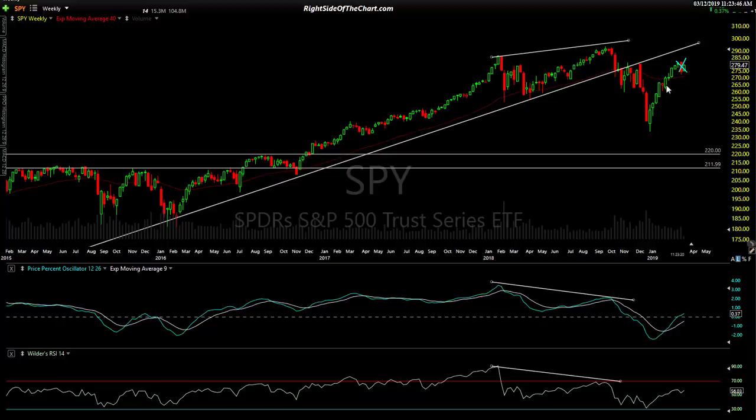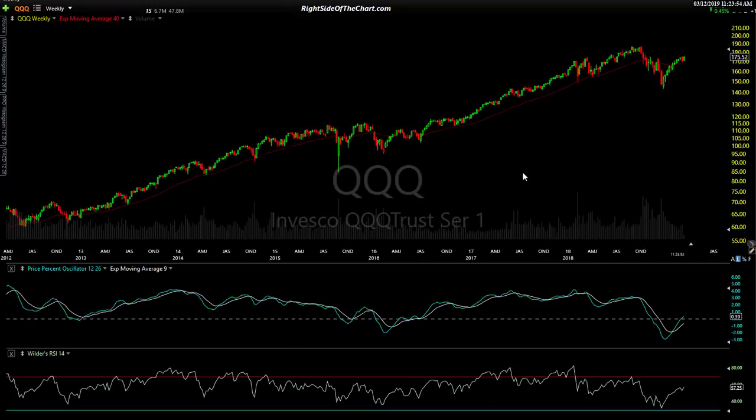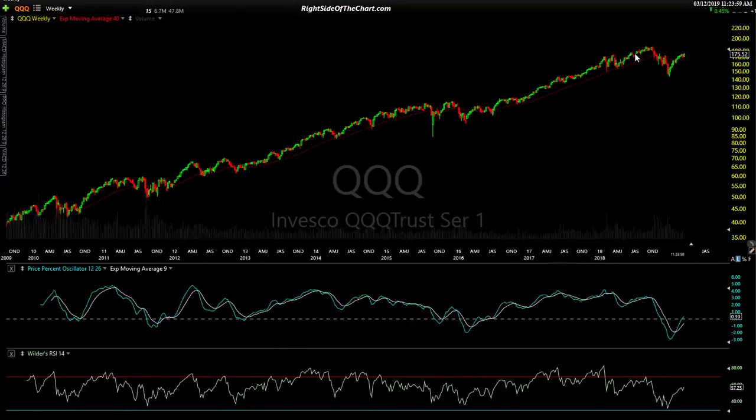So this is yet to be seen, so we can't spend too much time there. But this is a bigger picture and breakdown, backtest, and what I'm really watching now, as I was back in October and September, is QQQ and the tech stocks.